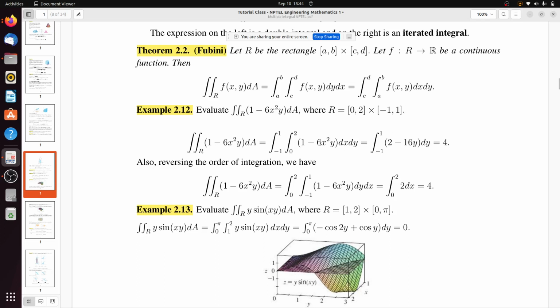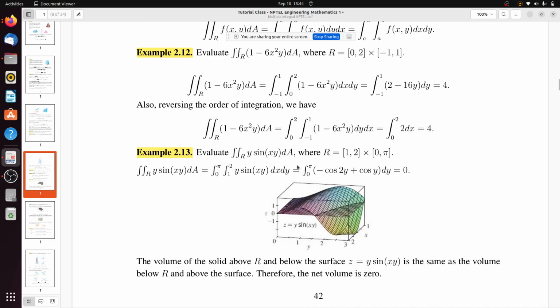You take integration with respect to dx. If you integrate with respect to dx, you will get x minus 2x cube y. Now put x equals 0 and x equals 2, you will eventually end up getting 2 minus 16y dy. Now once again integrate with respect to y, and you will get 4. Also you can do it by reversing the order of integration.